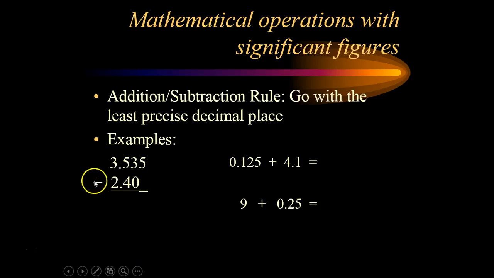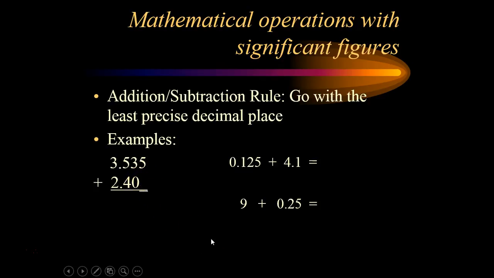So if we look at this first example, we've got 3.535. That goes out to the thousandths place. Then we add it to 2.40. That goes out to the hundredths place. If we're adding these two numbers together, and we're trying to be honest about how confident we are, we don't know what comes after this 2.40 to the thousandths place because it wasn't written down. So we're not very confident about the thousandths place when we add these together.